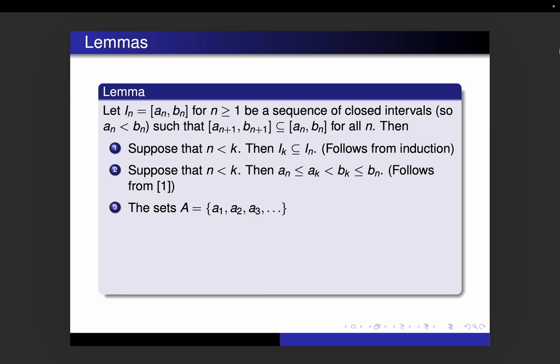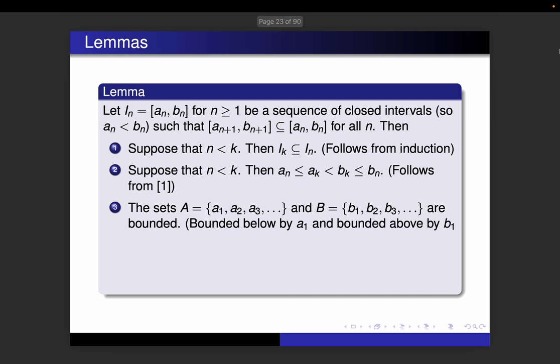If we look at the set A of all the left endpoints of the closed intervals, and we let B be the set of all the right endpoints of the closed intervals, those sets are bounded. They're all bounded below by a_1, and they're bounded above by b_1. All you do is look at number 2, let n equal 1, and it just follows from that. Now 4 is the one that's going to be hard to prove. This is one we're actually going to prove in this video, so let's pay attention.